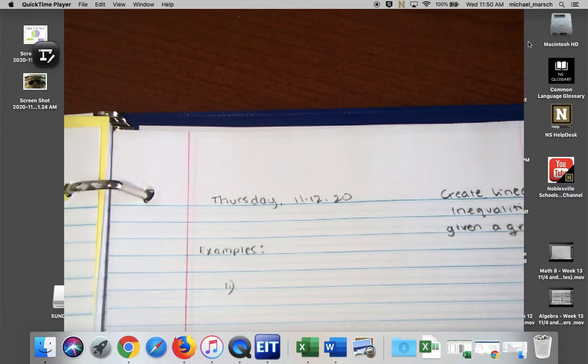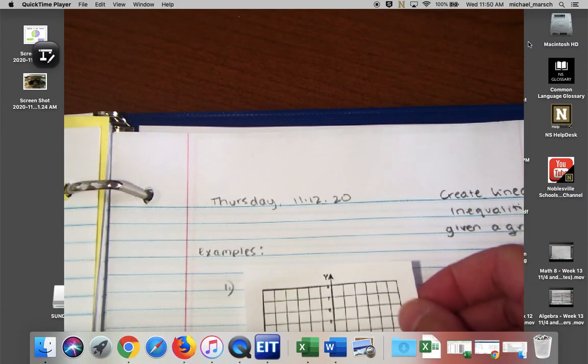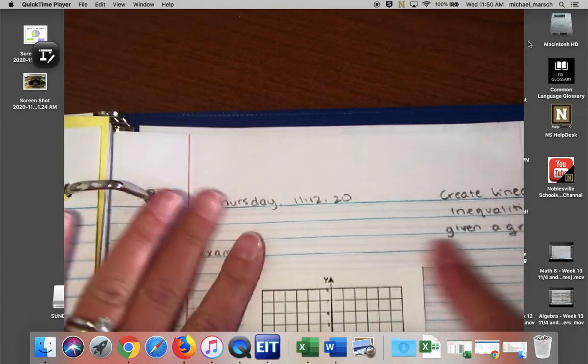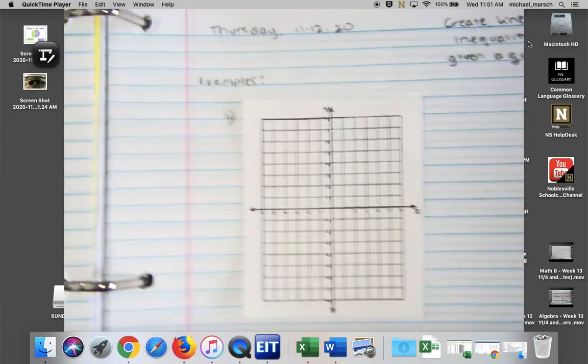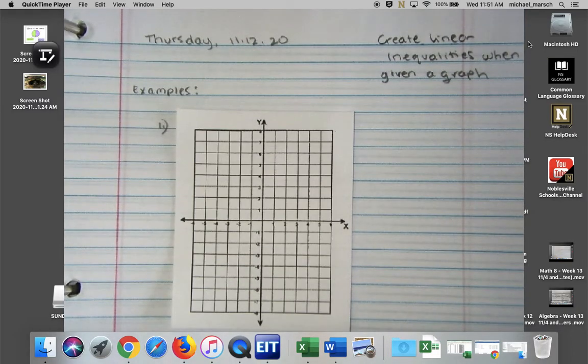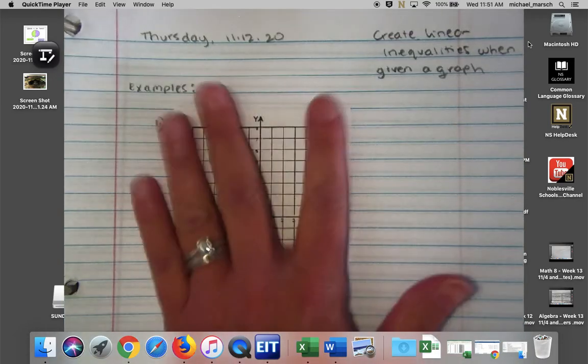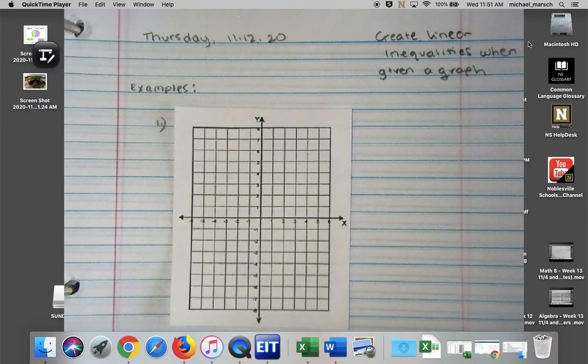Okay, part of your assignment for tomorrow will be looking at an already graphed inequality and figuring out what the linear inequality was. Fun, right? So fun, Mrs. Mars. I know, it's exciting times. Okay. So let's go ahead and graph this.